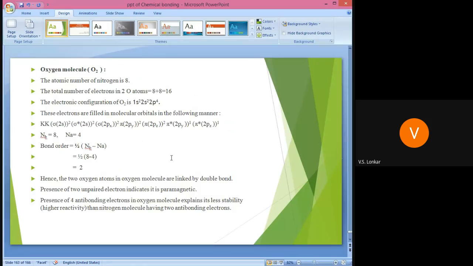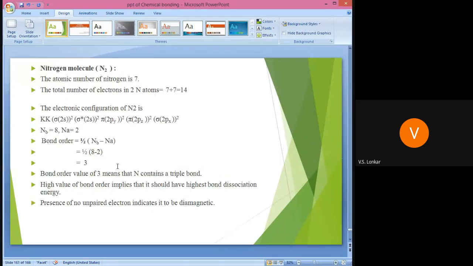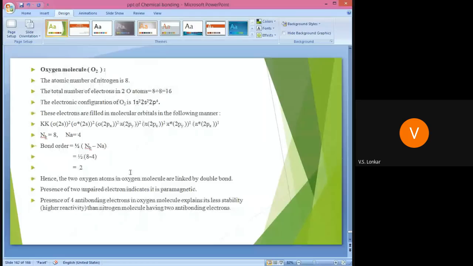See these examples. Bond order is very important, because bond order is directly proportional to bond dissociation energy and inversely proportional to bond length. It also explains the stability of that particular molecule. Therefore, you have to calculate the bond order correctly for any example.